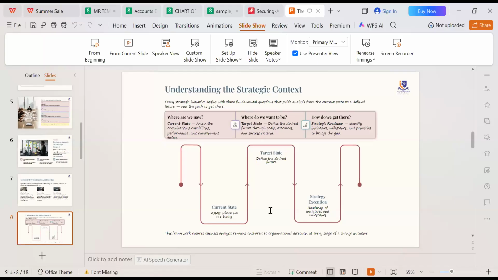Okay, so now the next slide. Confirm that we've moved to slide 8, the understanding of the strategic context.